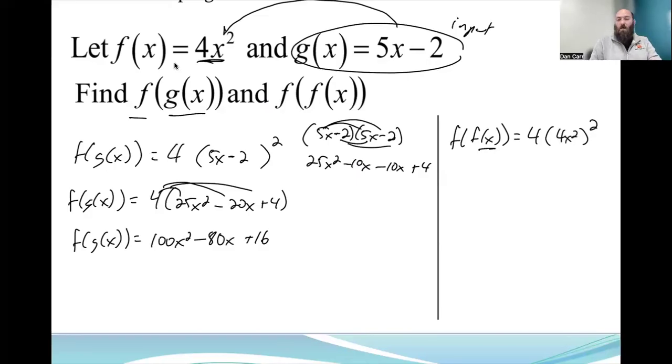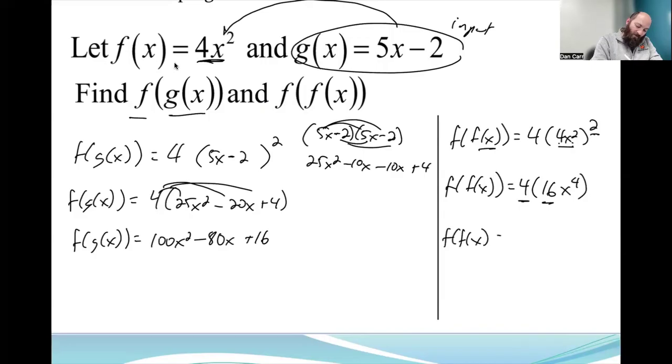Well, since f of x is my input function, I'm just going to take the 4x squared and plug it in there. So when I do this, I'm going to go ahead and use my properties and simplify this a little bit. So 4x squared to the second power, that's going to become 4 to the second power is 16. X squared to the second power is x to the fourth. From here, I could just multiply 4 times 16. So f of f of x is equal to 64x to the fourth power. Okay.